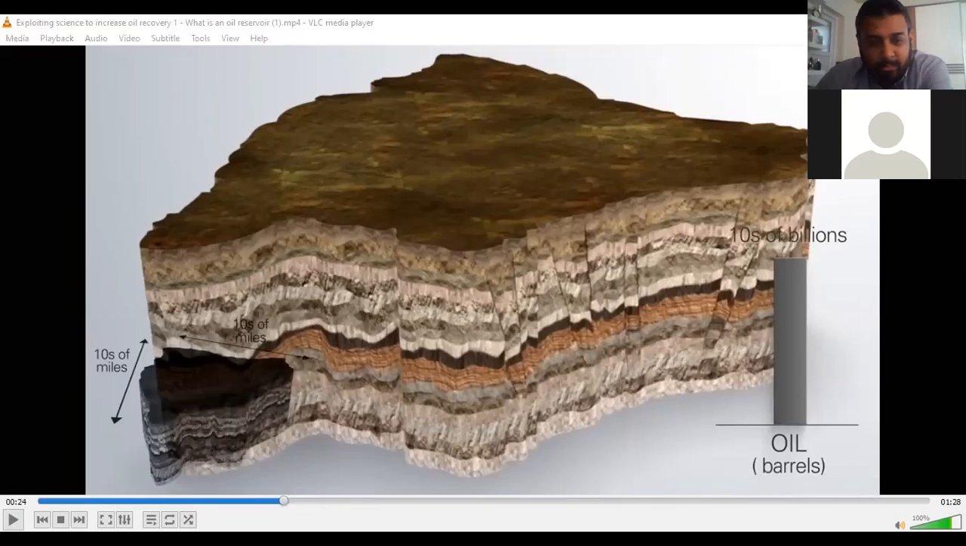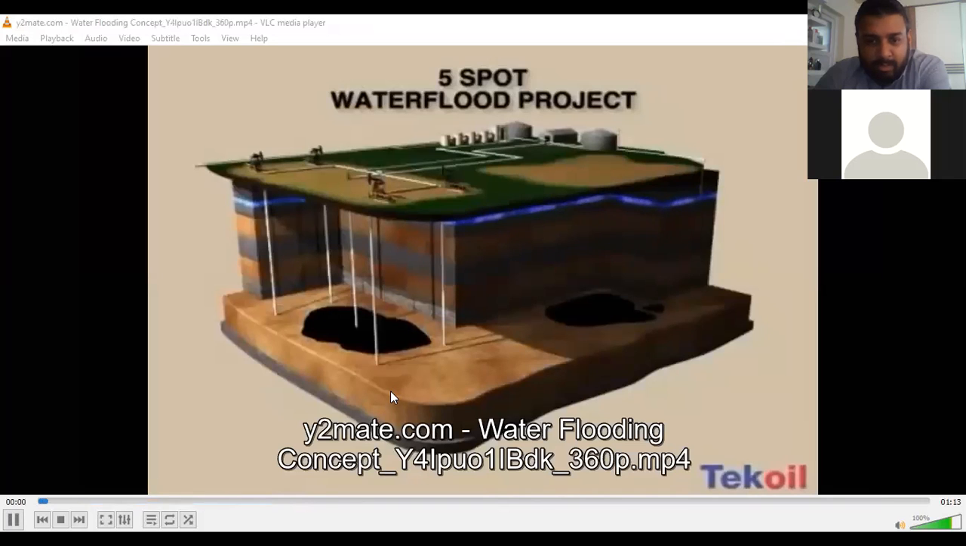Now we have the fourth domain that nowadays we are working on. We call it enhanced oil recovery, which comes after those jet pumps. And I will show you a video about it. And then I move back to my lecture.